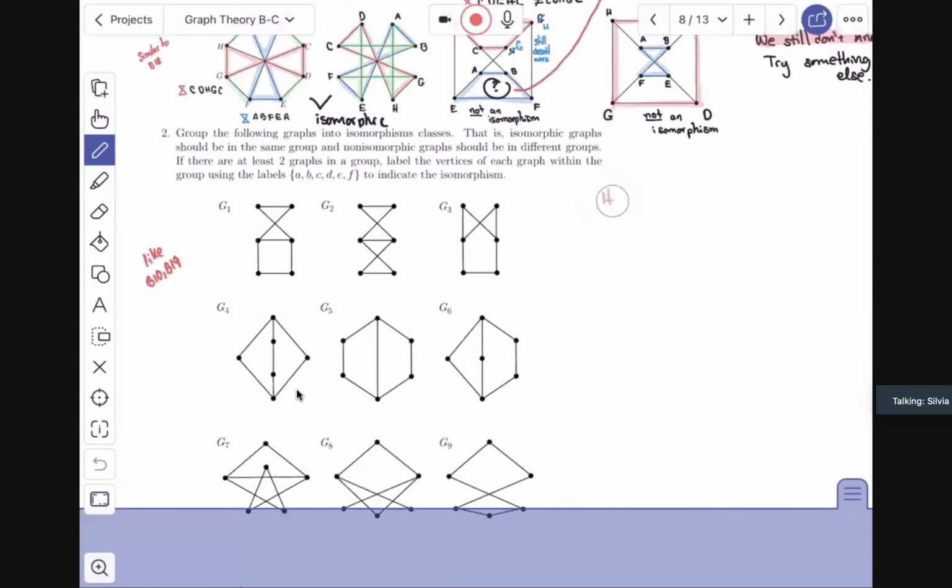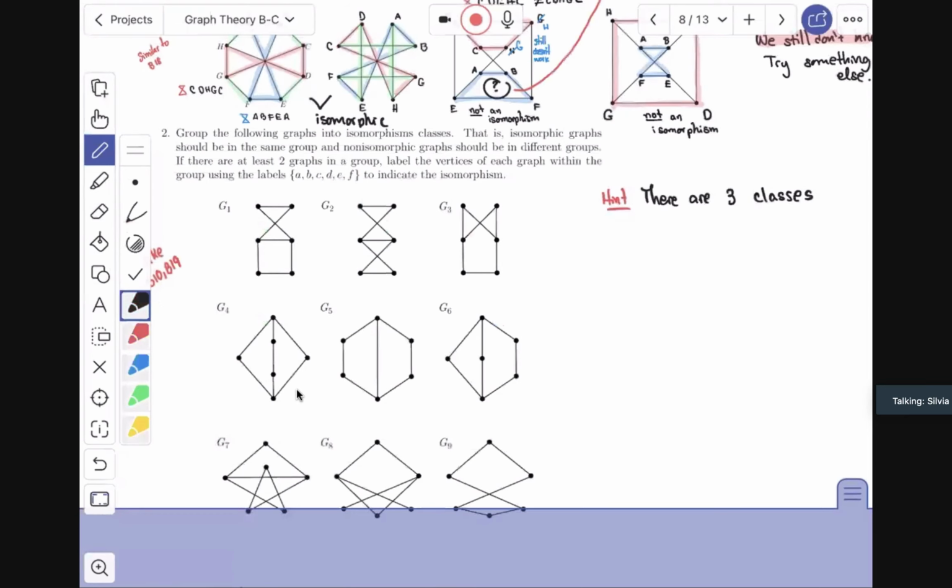I'll just say here, there are 3 classes. So you're going to have 3 groups. This class in one group, this class in another group, and this class in another group.